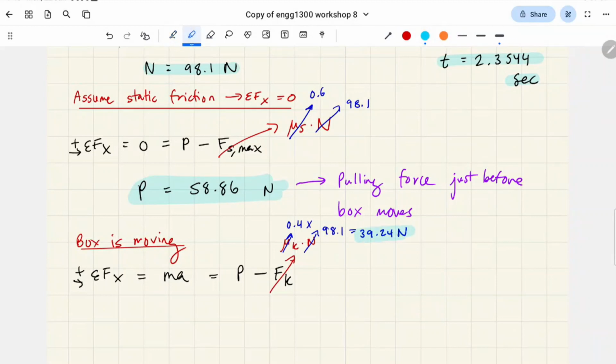So once the box starts moving, Fk is constant. Kinetic friction force is just going to keep happening as long as the box is moving.